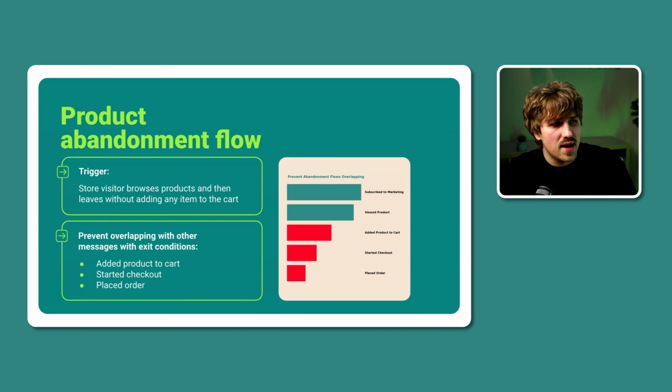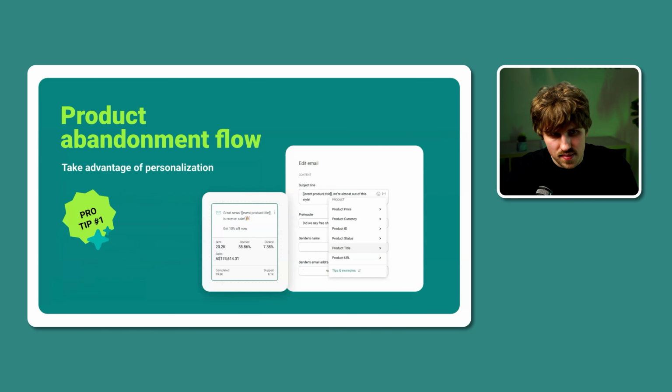And as you can see, subscribe to marketing, view product, and the ones that you have to exclude are in the red.